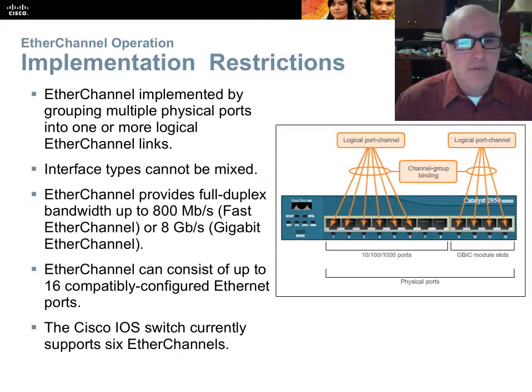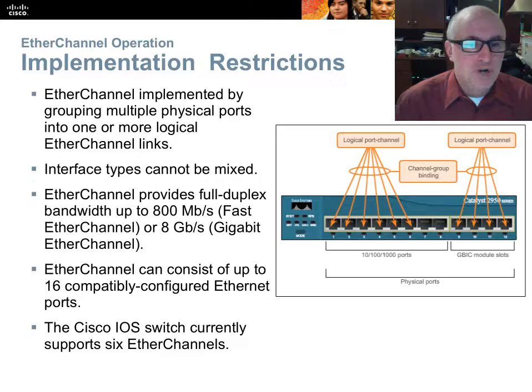Also, interface types can't be mixed. So you can't have an access port mixed with a trunk port. They'd all have to be access ports in the same VLAN, or all trunk ports trunking the same VLANs. And you can't have like 10 megabit ports and 100 megabit ports. They'd all have to be the same speed. So you could create an EtherChannel out of your gigabit ports, as shown in the illustration at the right, and a separate EtherChannel out of your 10/100 ports on the other side. But you couldn't mix and match the ports.